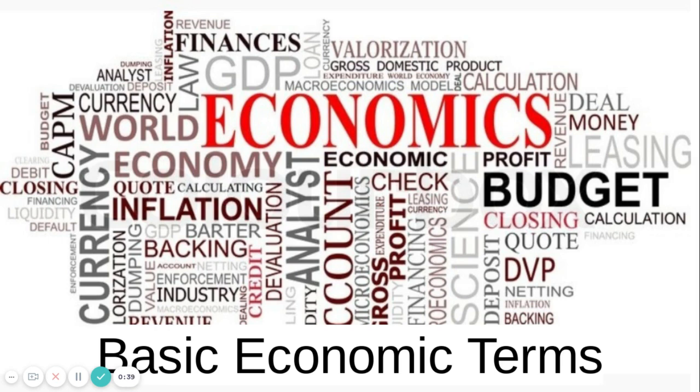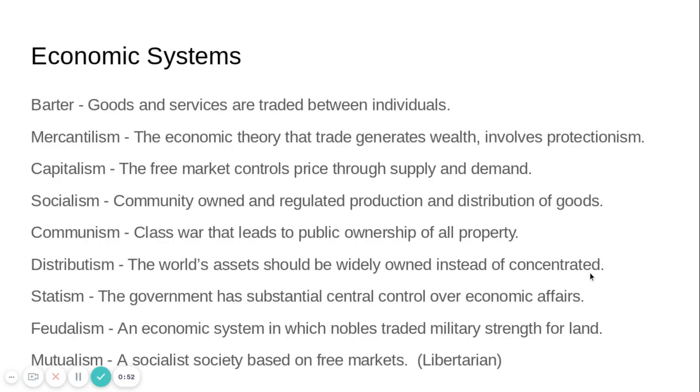So the basic things that you need to know so you can understand what they're talking about in a history book when they start talking about economic things. So let's get started. The first thing we're going to talk about is different economic systems. Now this isn't a totally inclusive list, but these are the major ones that you're probably going to come across in your average high school history class. So we're going to talk about each one of these.